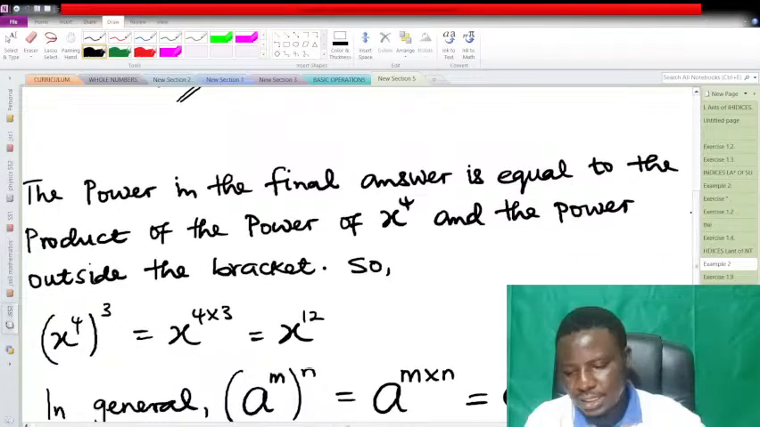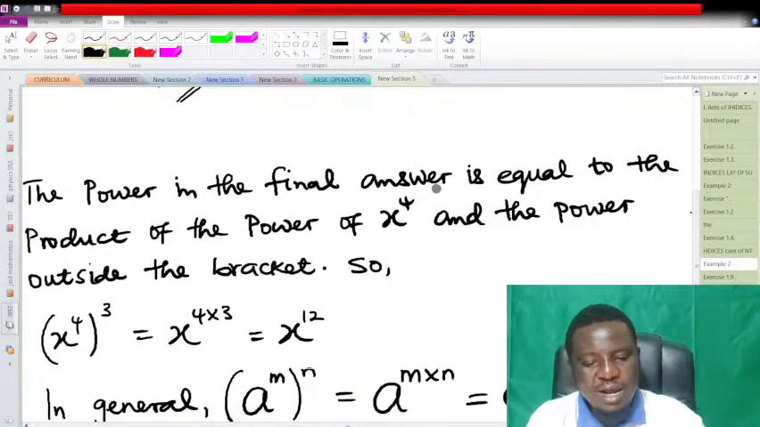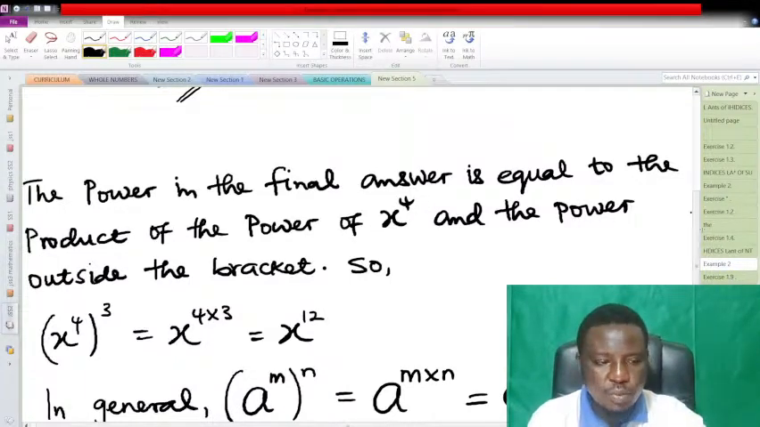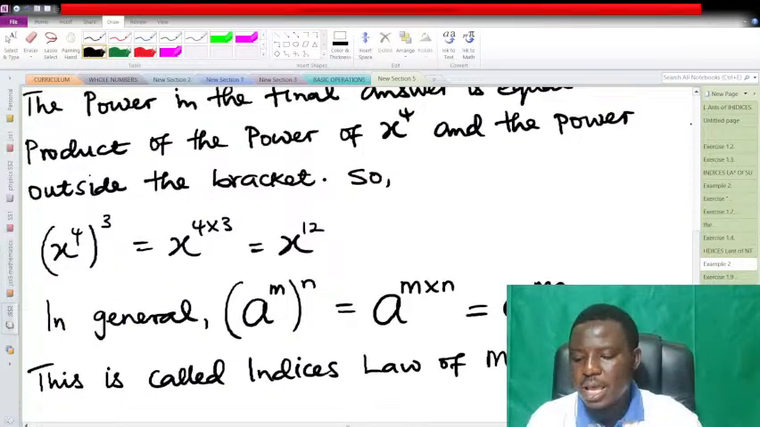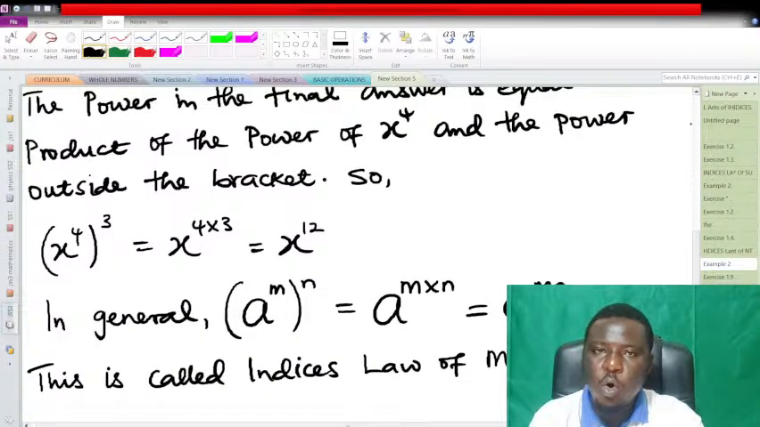So I said the power in the final answer is equal to the product of the power of x raised to the power 4 and the power outside the bracket. So x raised to the power 4, all cubed, is said to be equal to x raised to the power 4 times 3, which is equal to x raised to the power 12.